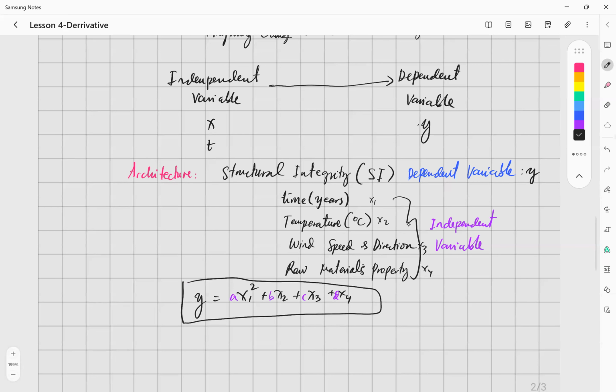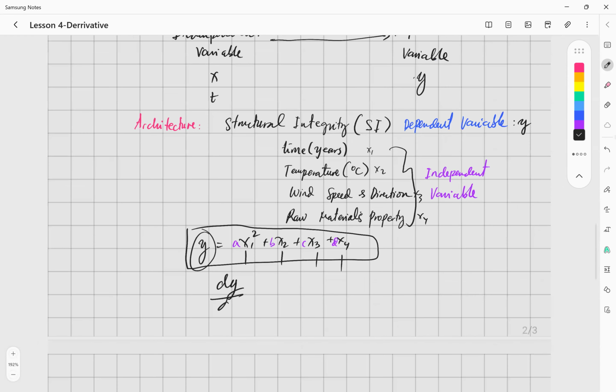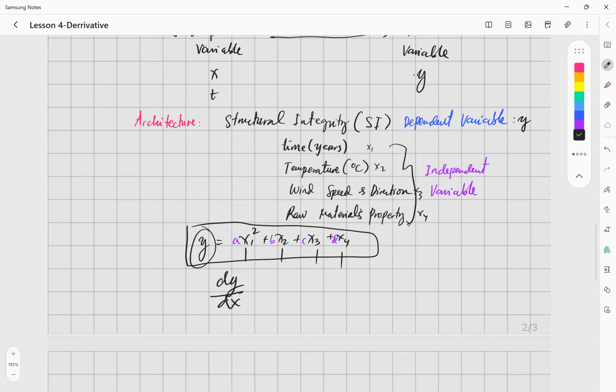X1, X2 and X3 are my independent variables, and then my Y is my dependent variable. Now you can use calculus. In order to find the rate of change of something, you can take the dy over dx of something. But if you have multiple independent variables, X1, X2, X3, then that is multivariable calculus, or vector calculus.